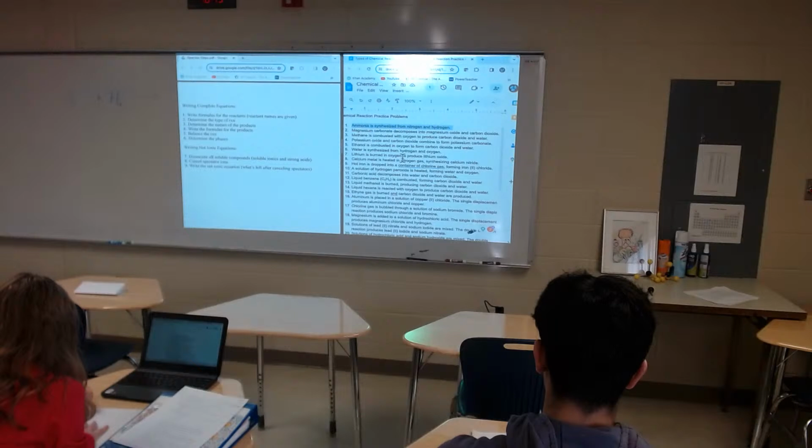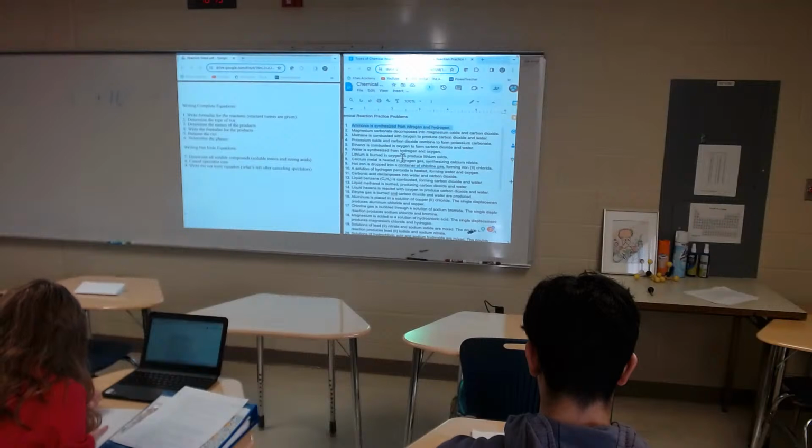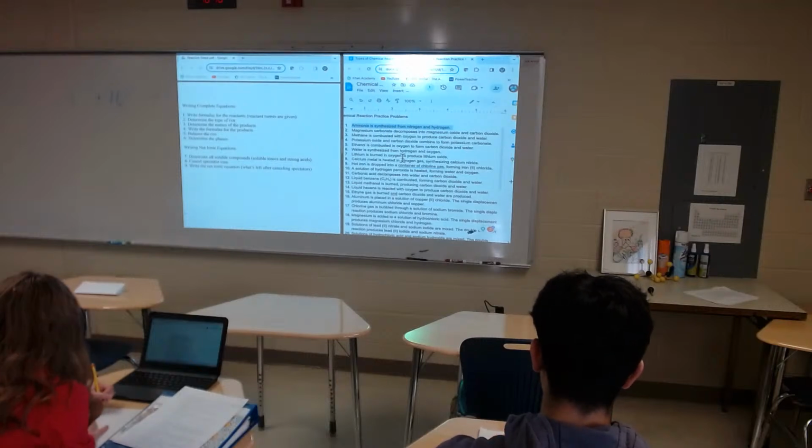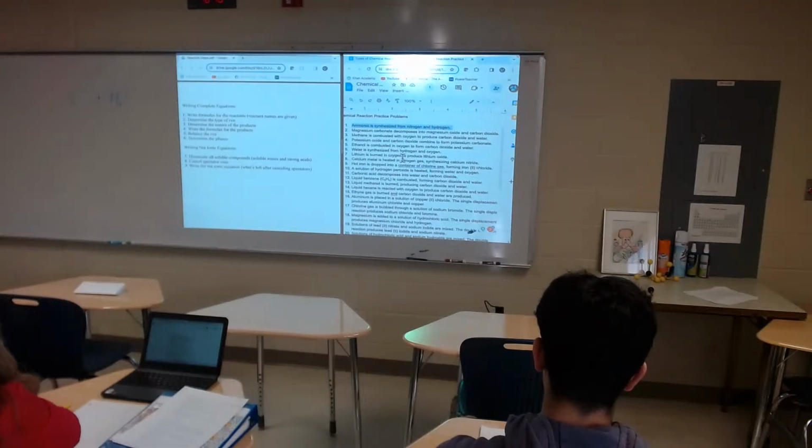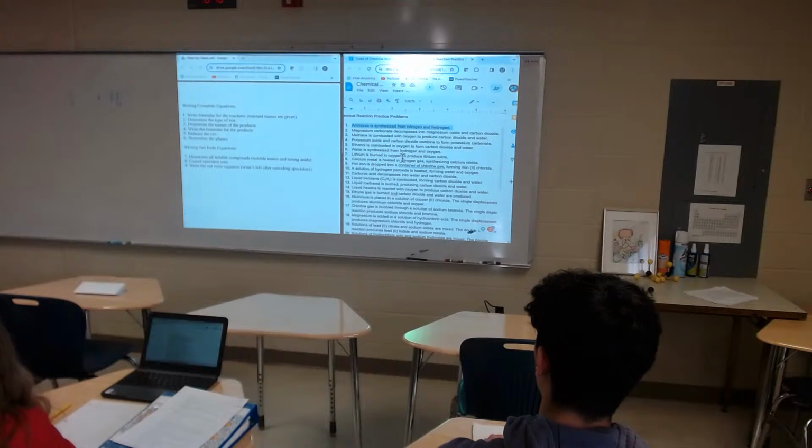Step number 2, determine the type of reaction. That should be really easy in this class because the question is going to tell you the type of reaction. You get to the AP class, it doesn't do that. So if this were AP, here's what we would be doing right now. We would look at nitrogen and hydrogen. We would say, well, what could that possibly do? And we're going to do a process of elimination.